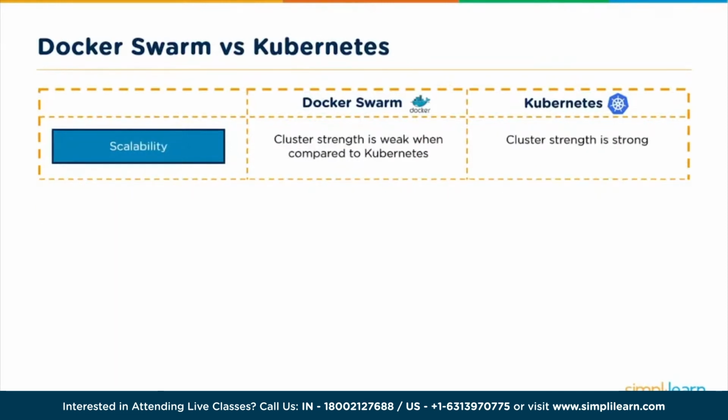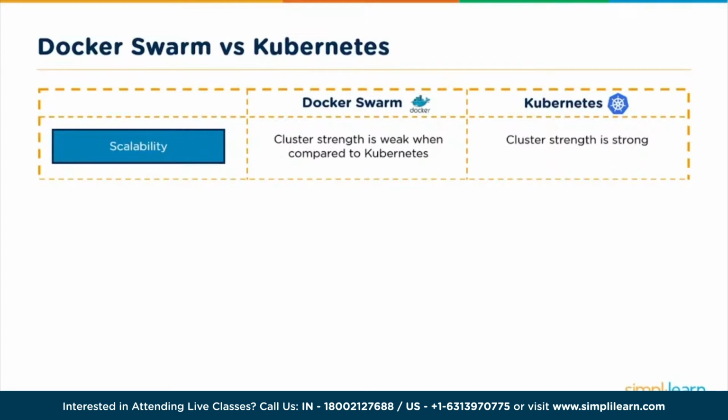Now, what's interesting is that Kubernetes is incredibly scalable, and that's its real strength: its ability to have strong clusters. Whereas with Docker Swarm, its cluster strength isn't as strong when compared to Kubernetes. Compared to anything else on the market, it's really good. So this is kind of a splitting-hairs comparison, but Kubernetes really does have the advantage here if you're looking at the two compared to each other for scalability.